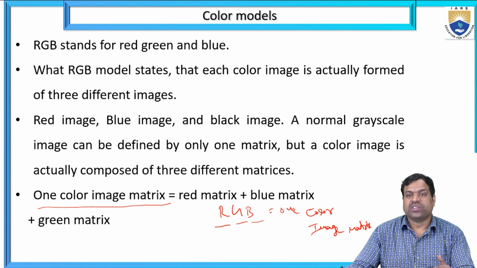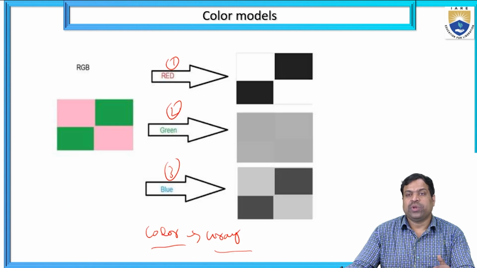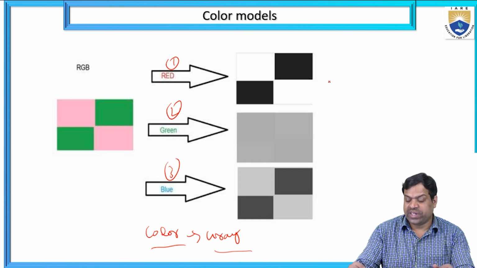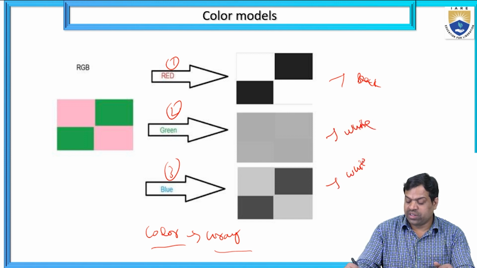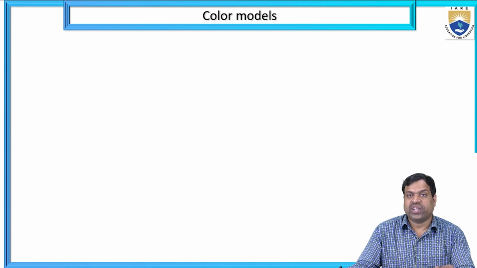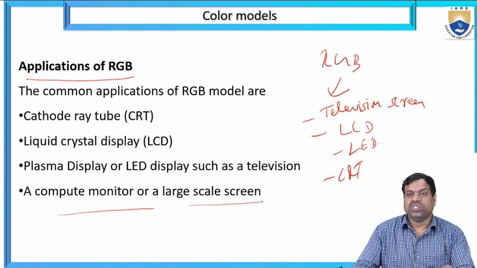Here, color image matrix equals red matrix plus blue matrix plus green matrix. Here is the combination of red, green, blue, but here the input is a color image and the output is black and white, a grayscale image. So what are the applications? We are using it in computer screens or TV screens, cathode ray tubes, LCD screens and LED screens. These are the applications of RGB.